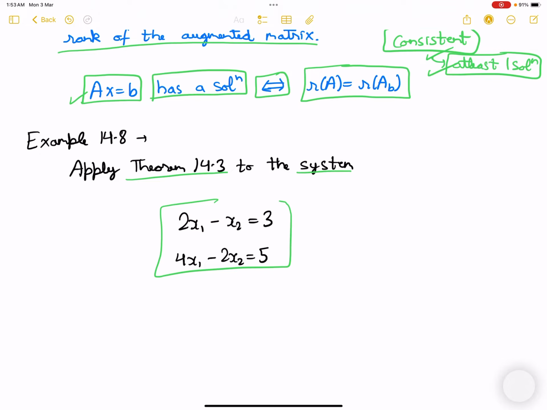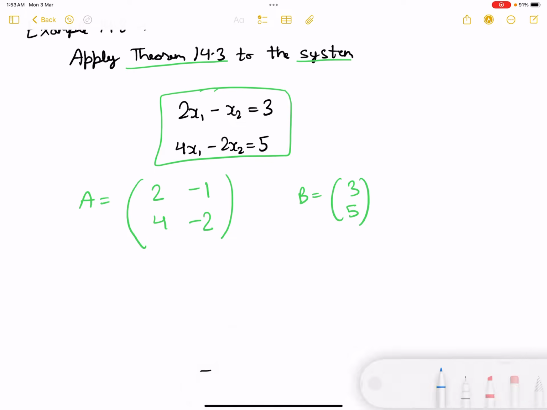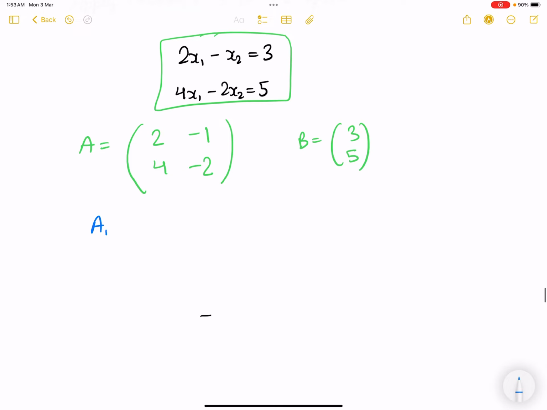This is the basic system of equations. So here the A matrix would be 2, minus 1, 4, minus 2, and B is 3 and 5. So A augmented B would be 2, minus 1, 4, minus 2, 3, 5.